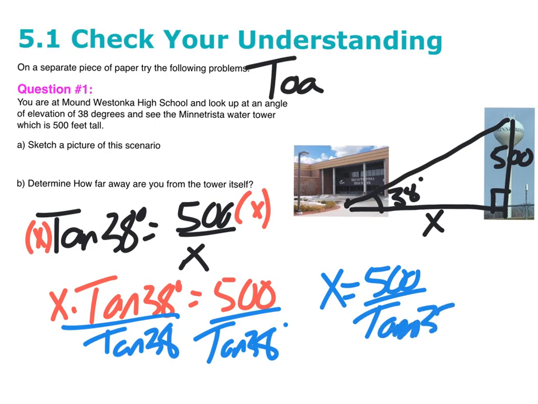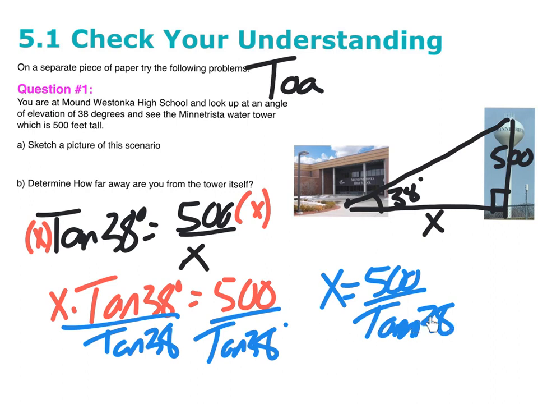Now, make note here, what we could have done is a shortcut, a trick of cross multiplication. Cross multiplication says when you have one fraction set equal to another, you can cross things around. So this x could go up, this tan of 38 could have come down, and I'd get right to here.